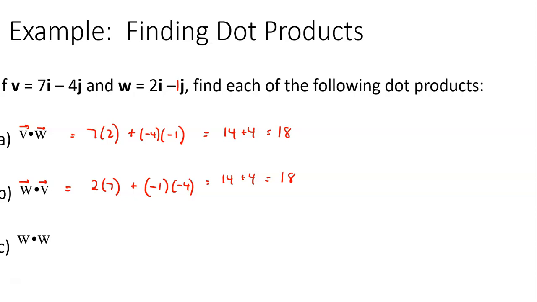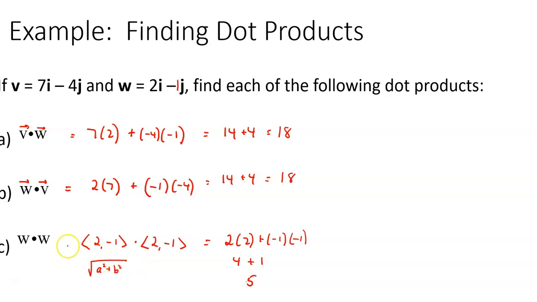What if I take the dot product of w and w? So I'm saying I want to take the dot product of 2, negative 1, and then again 2, negative 1. All right, so I get 2 times 2 plus negative 1 times negative 1. 2 times 2 is 4. Negative 1 times negative 1 is 1. 4 plus 1 is 5. All right, you realize that this is the same thing as taking the square root of a squared plus b squared and then squaring it. So really I get a times a plus b times b, meaning that what I get when I do a dot product of a vector on itself is I get the square of the length. If I want the length of it, take the square root.